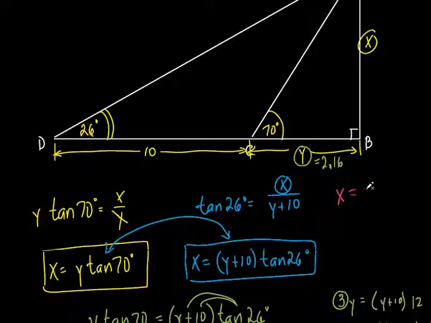So x equals y, which is 2.16, times the tangent of 70. Plug that into a calculator, and you've got x, and you've got your answer. That's about 5.9. You can do that on a calculator. That's not hard. So x is 5.9.